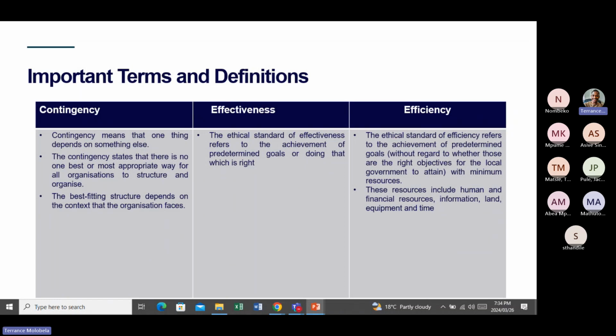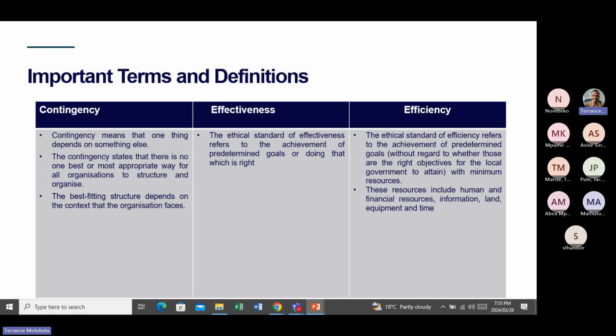If in your assessment number 2 or number 3, or maybe in your exam, a question comes and says, define the concept of effectiveness, and you just say the ethical standard of effectiveness refers to the achievement of predetermined goals or doing that which is right, and then it says define and explain for 10 marks, let's be honest, you're not going to get 10 marks for that. So here's how you tackle such questions.